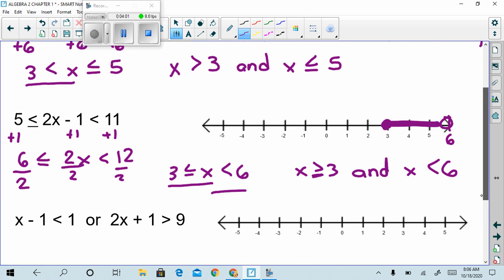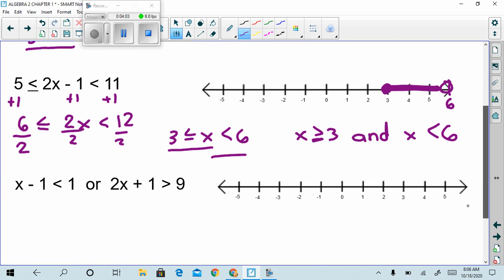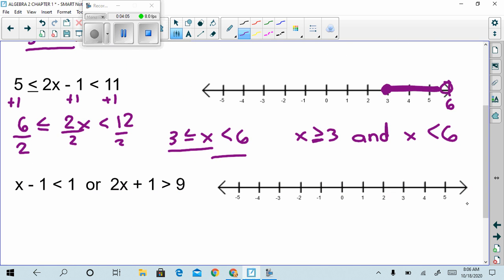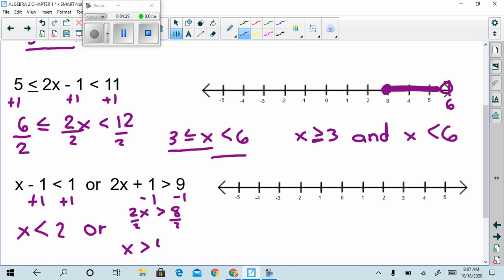The second type of compound inequality was the ors. And you're going to solve two separate simple inequalities and then graph them on the same number line. In the first, I'm going to add 1, and I get x is less than 2. Or, and again I need to include that word or, I'm going to subtract 1 on both sides and divide by 2, and I'll get x is greater than 4.